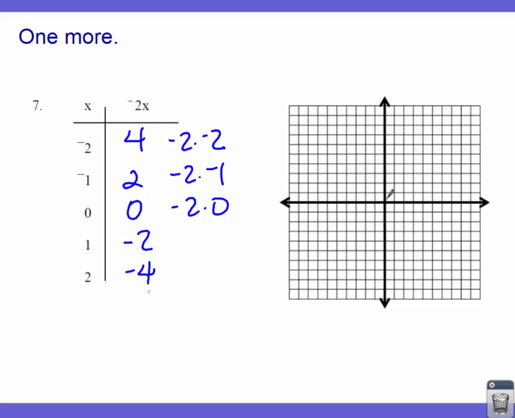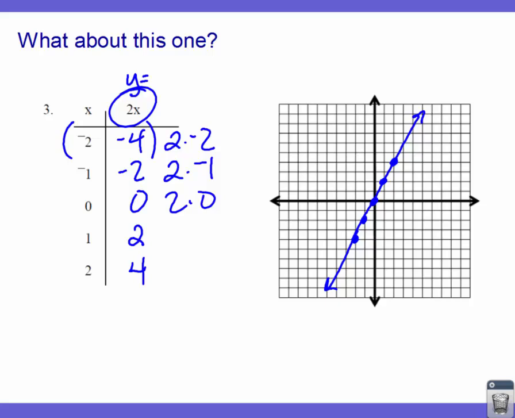So now I come to graph it. -2, +4. -1, +2. 0, 0. +1, -2. +2, -4. And then we play connect the dots. Now, this one was a -2x, where the one that we did earlier was a +2x. Do you notice the difference in the graphs?